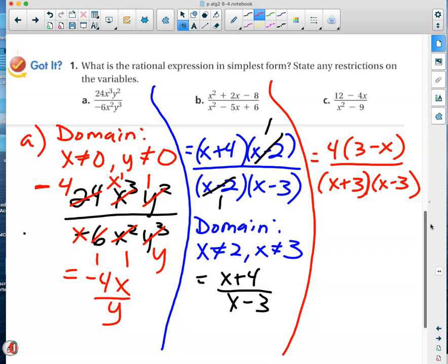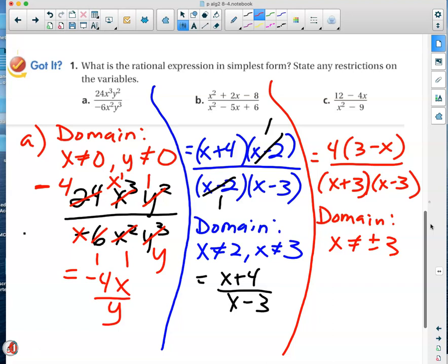Stop right now and do the domain. I'll put it down here. What numbers are out? 3 and negative 3. So maybe we'll just write this one, x not equal to plus or minus 3. You can write them separately too. It doesn't make any difference.